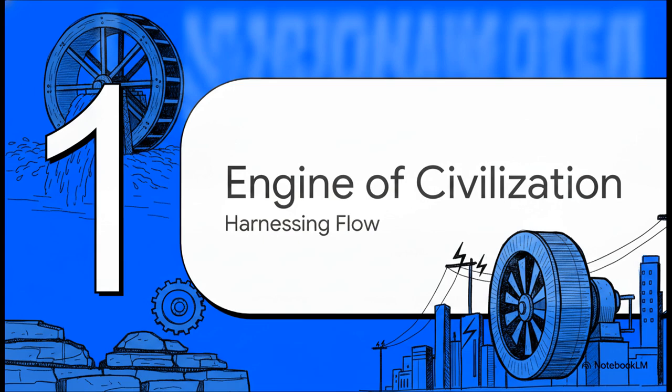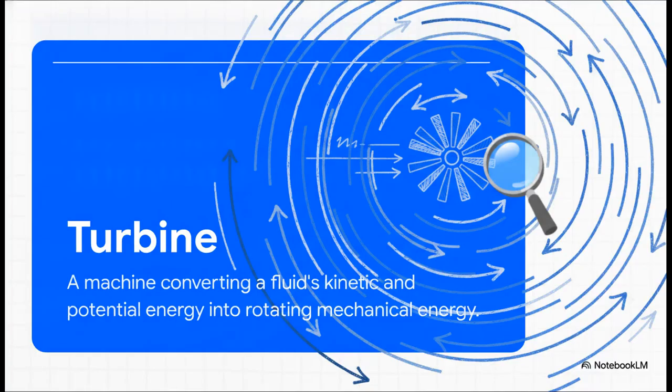Section 1, the engine of civilization, harnessing flow. Humanity has relied on turbomachinery for absolutely millennia. We've scaled up from ancient wooden water wheels on rivers to the modern, hyper-engineered megastructures that literally power entire cities today. And the word turbine actually comes from the Latin word turbo, which just means to whirl.